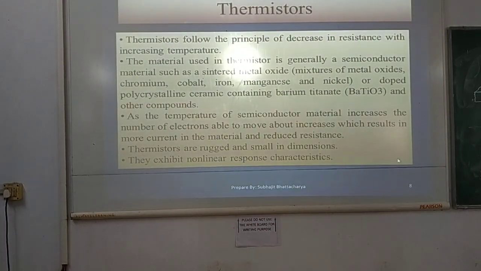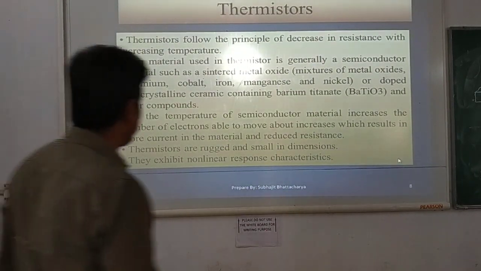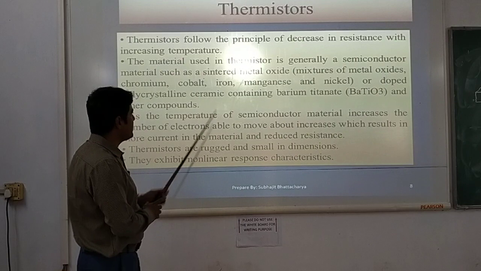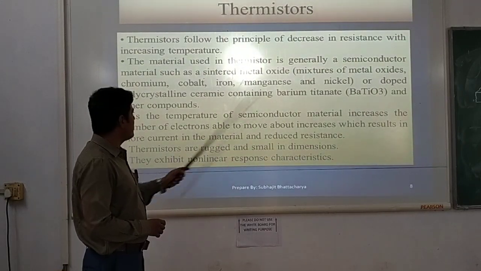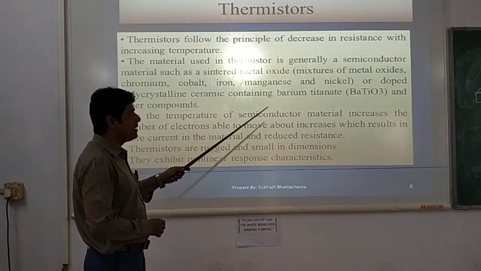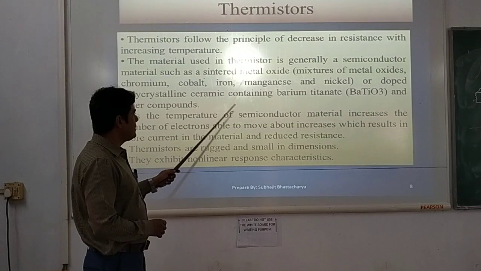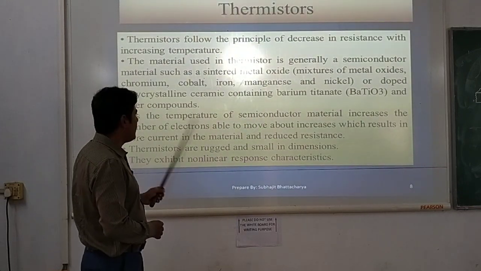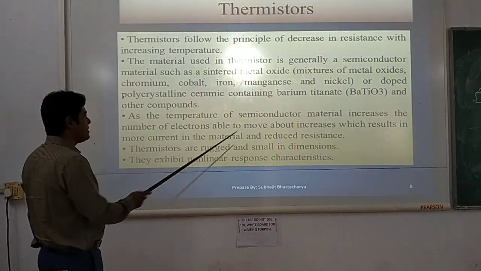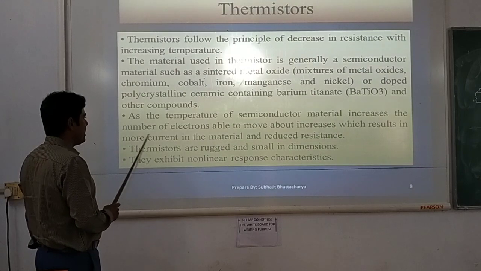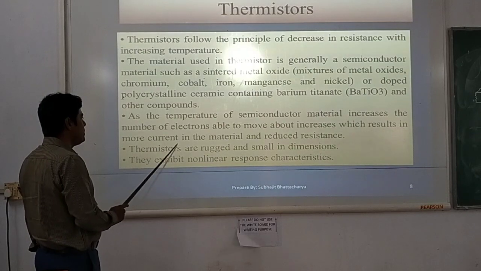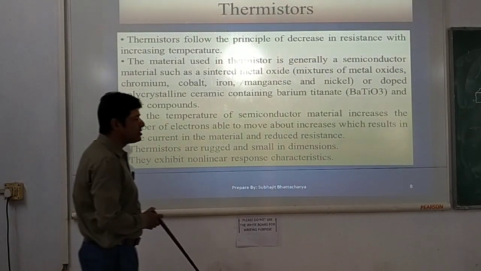Thermistors follow the principle of decrease in resistance with increasing temperature. The materials used in thermistors are generally semiconductor materials such as filtered metal oxide, that is, a mixture of metal oxides like chromium, cobalt, iron, manganese and nickel, or doped polycrystalline ceramic containing barium titanate and other compounds. So these become semiconducting materials. As the temperature of semiconductor material increases, the number of electrons able to move about increases, which results in more current in the material and reduced resistance.